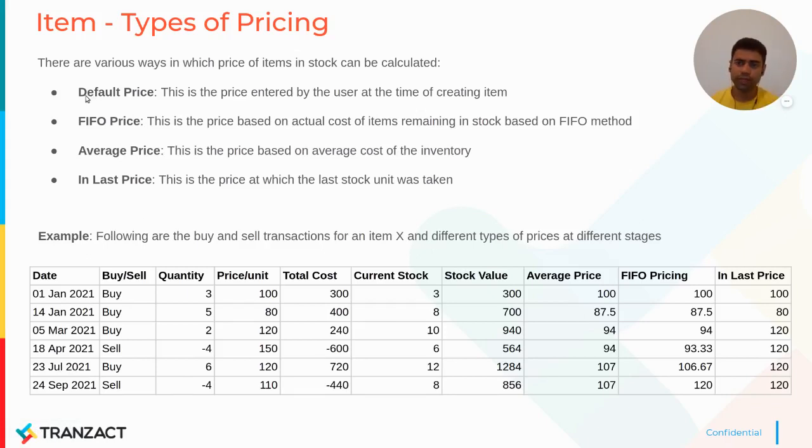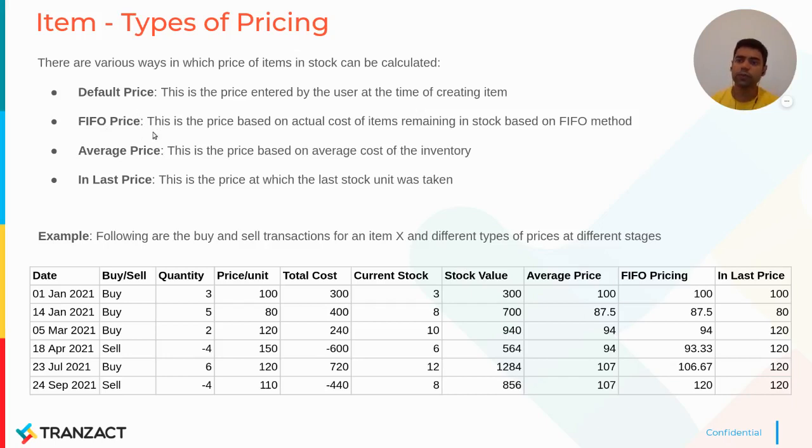There are four main methods of calculating the price of the stock. One is default price, then FIFO price, then average price, and finally in-last price. Let's take a look at them one by one. Default price is essentially the price that is entered by the user in the system. There's no complicated calculation involved. Suppose while defining the item X, the user had said that the price of the item is typically 100 per unit, then that's the default price of the item.